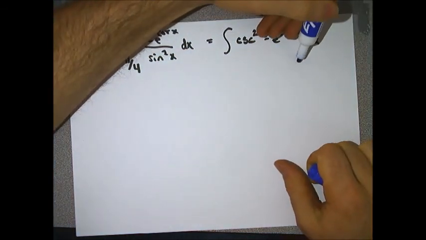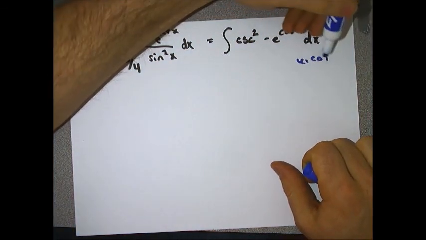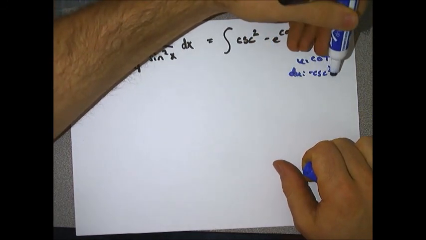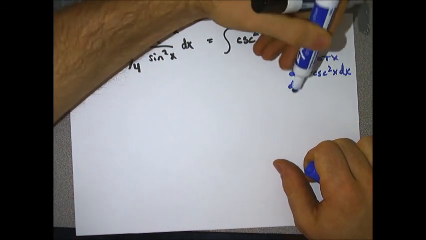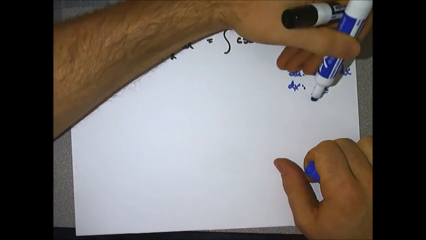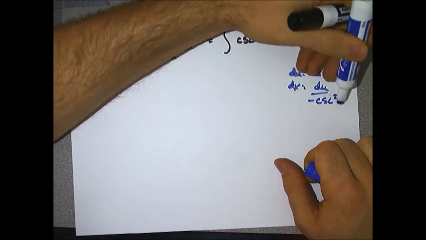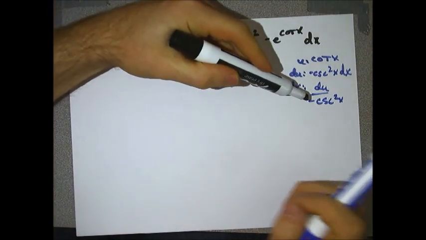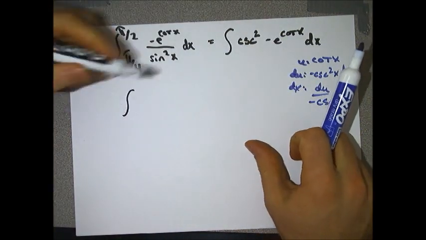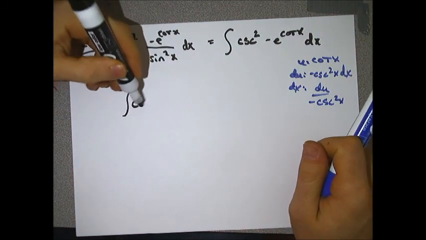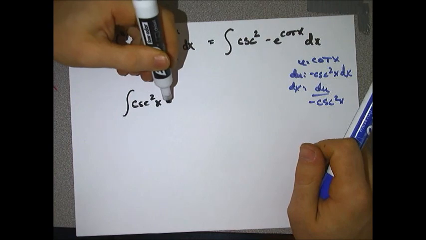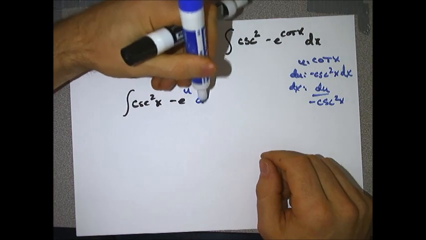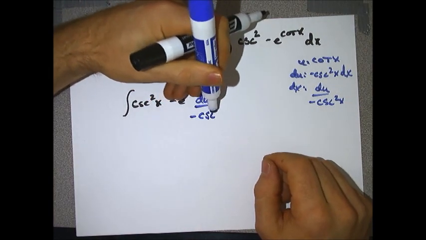So if we let u be cotangent x, that would make du negative cosecant squared x dx, which makes dx du over negative cosecant squared x. So when we do that up here, notice there's a negative with the e, and then I'm about to put another negative down underneath. So this is the integral of cosecant squared x negative e to the u du over negative cosecant squared x.